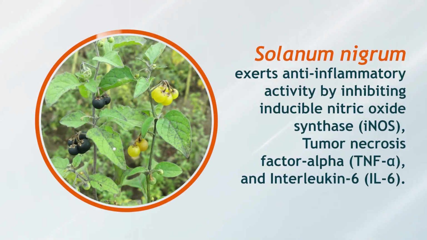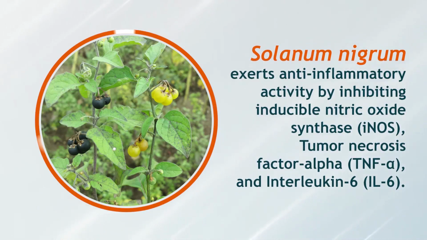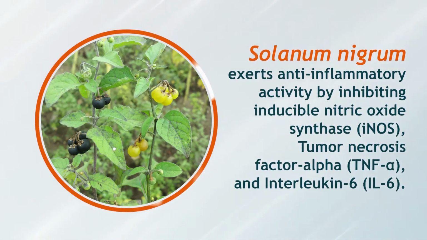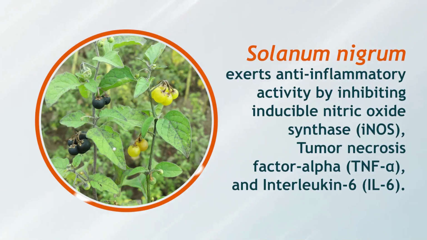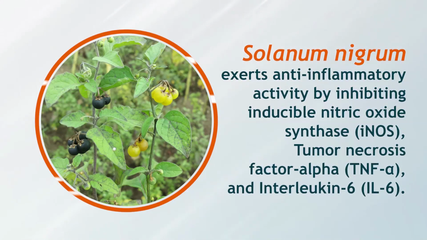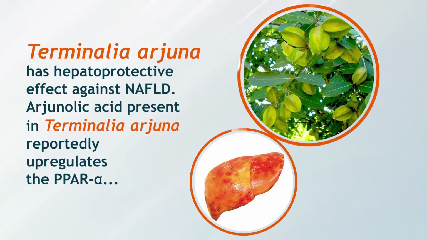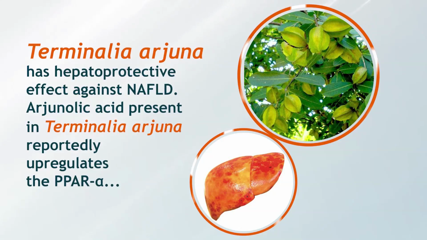Solanum nigrum exerts anti-inflammatory activity by inhibiting inducible nitric oxide synthase, iNOS, tumor necrosis factor alpha, TNF-alpha, and interleukin-6, IL-6. Terminalia arjuna has hepatoprotective effect against NAFLD.